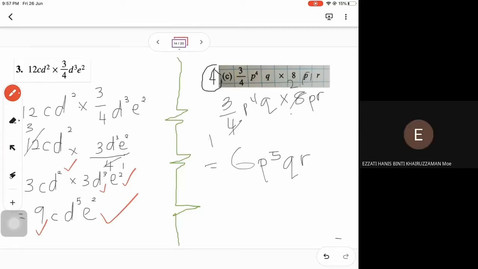Izzati Hanis. Yes, teacher. Okay, Izzati. So 3 over 4, b to the power of 4, q, times 8 b r. And then I simplify 8 and 4. So I got 4 becomes 1, and 8 becomes 2. So 3 times 2 is 6. b in the question has 5, so b to the power of 5, and then q only has 1, so q, and r only has 1, so r. So 6 p to the power of 5, q, r. Okay, correct. Very good.